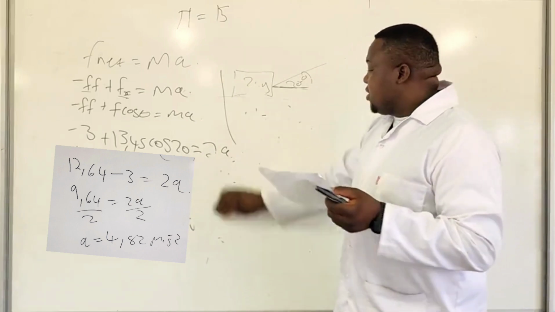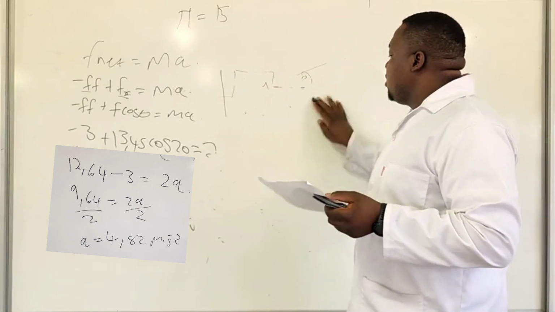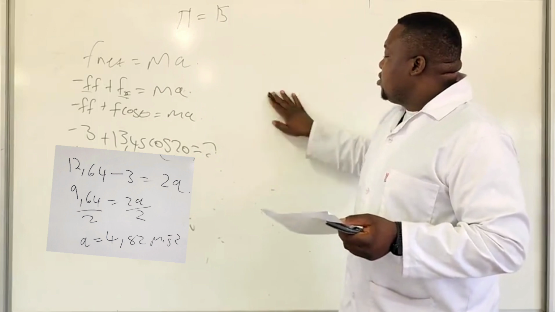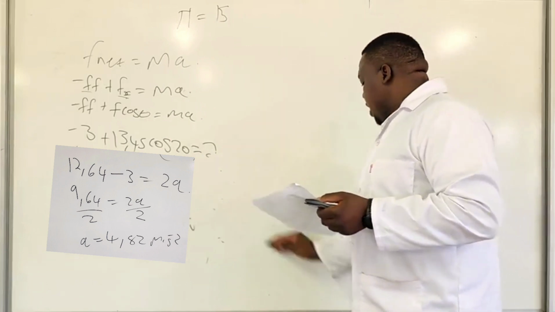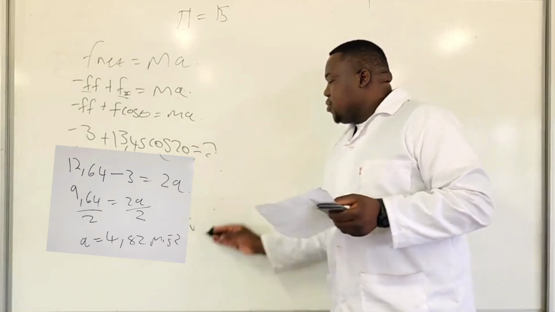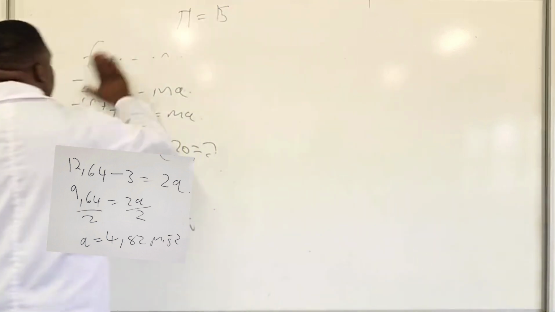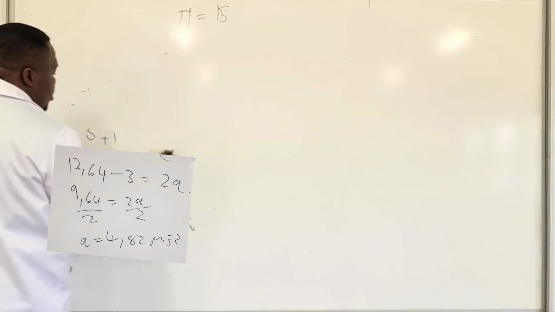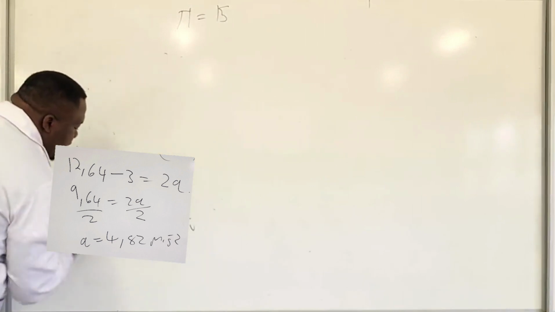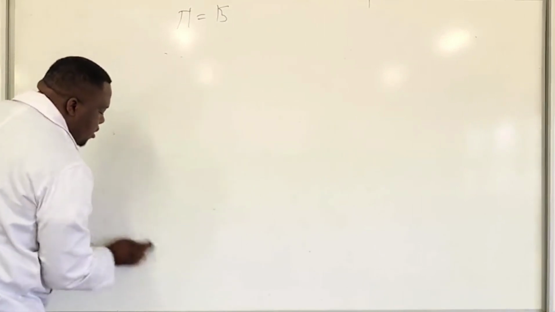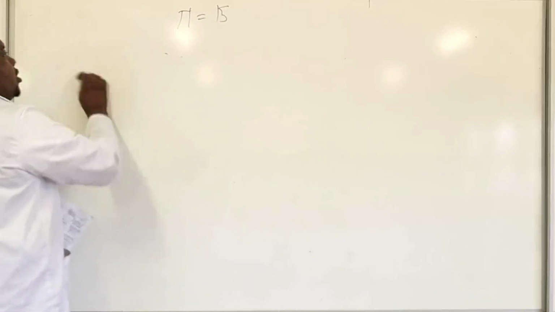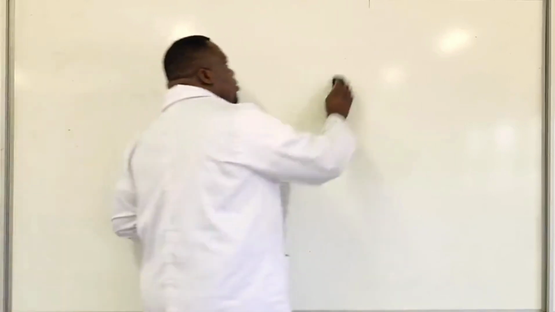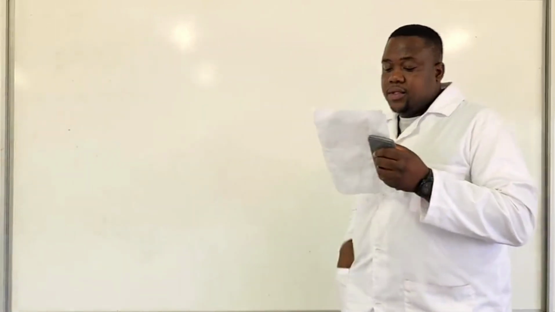Question number 10, it is on an incline. So basically, we are done with question number 7. Go to question number 10 this time around, and we solve question number 10. Okay. So these Newton's laws are not difficult. They're easy. All you need to do is to master the rules.